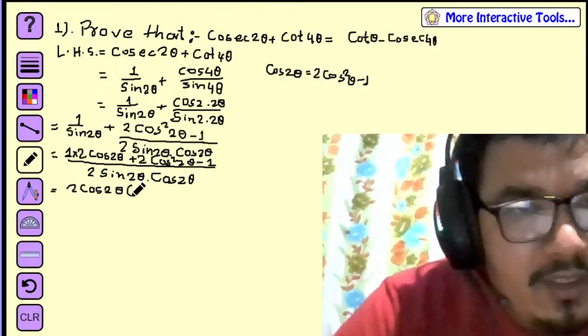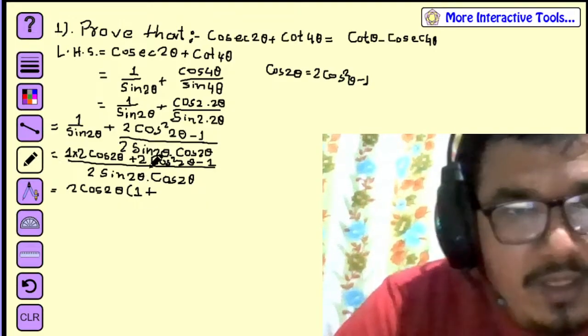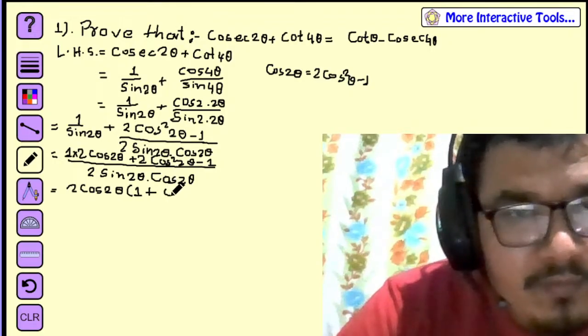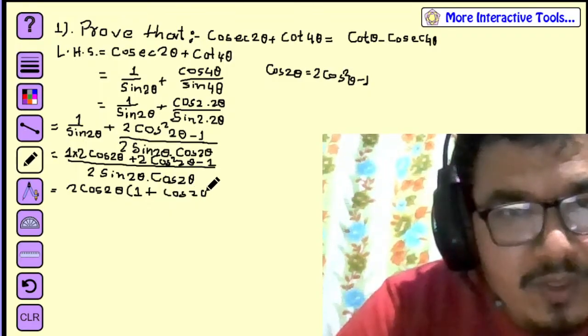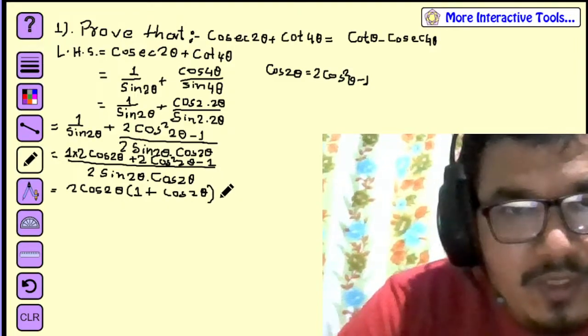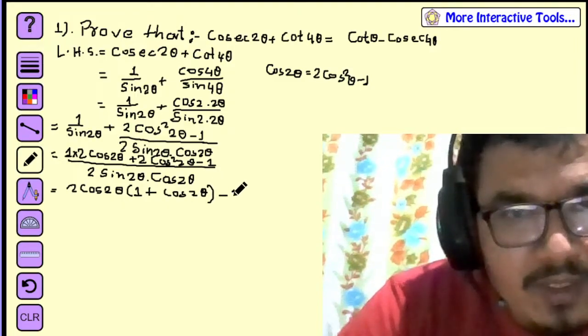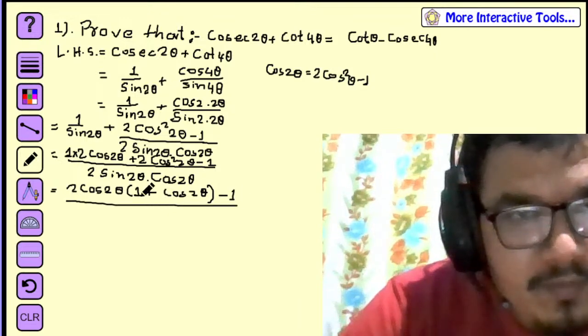Okay, then here is remaining 1, and here is remaining cos 2 theta, because 1 cos theta has gone common already here, and then 1 plus cos 2 theta, and outside there is minus 1.